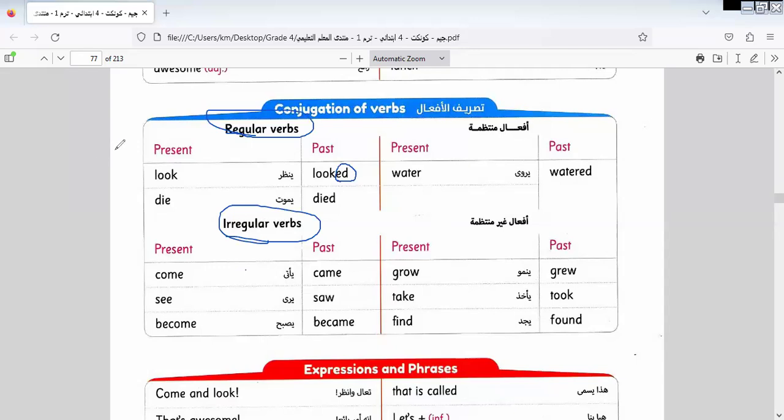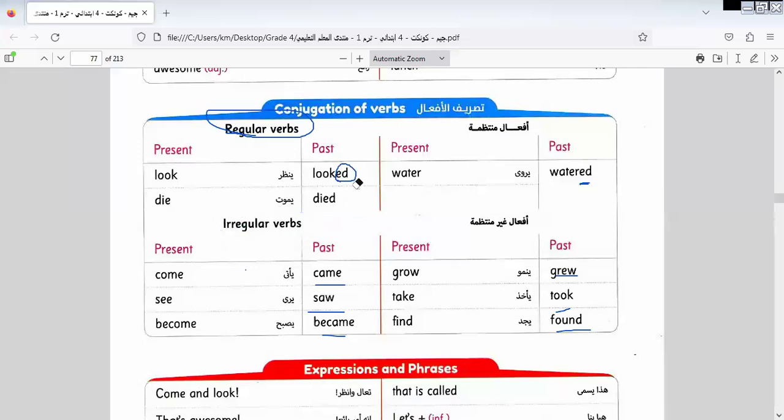Okay, here we have look, looked, adding ed only. Die, died. Water, watered. Here, water is used as a verb. Here we have come, came; see, saw; become, became; grow, grew; take, took; find, found. These are the regular and irregular verbs.